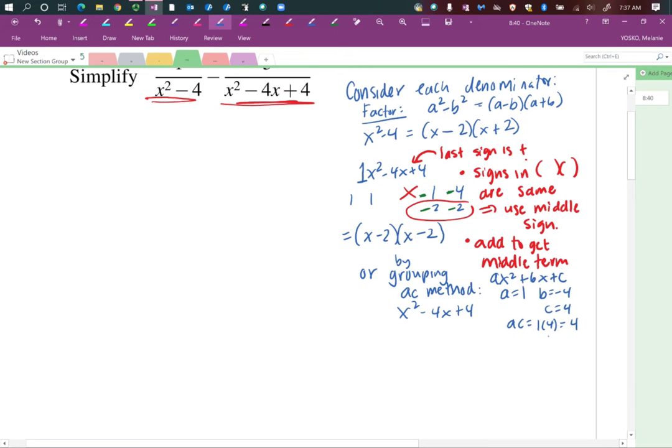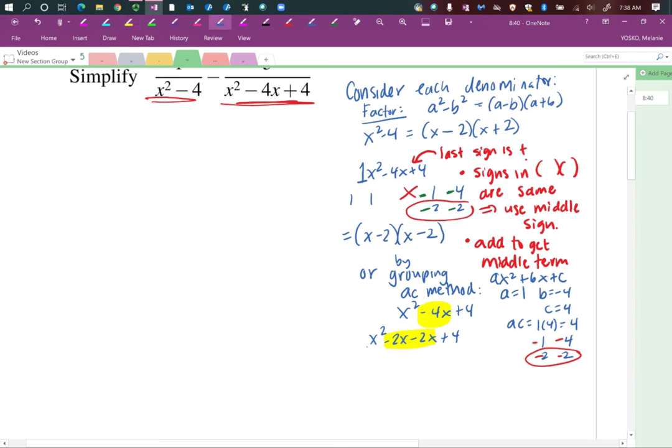And then we factor the 4. 1 and 4, 2 and 2. And as we said before, the last sign is positive. We're going to use the same sign, the middle sign, the negative, and then we're going to add. So which of these, when I put a negative in front, again, gives me a -4? I'm going to use this one. The difference with this method is I'm actually going to build the 4 terms and show you what they are. X squared minus 2x minus 2x plus 4. What we've done is replaced this middle term, -4x, with this sum. And that comes from the coefficients, the -2 and the -2.